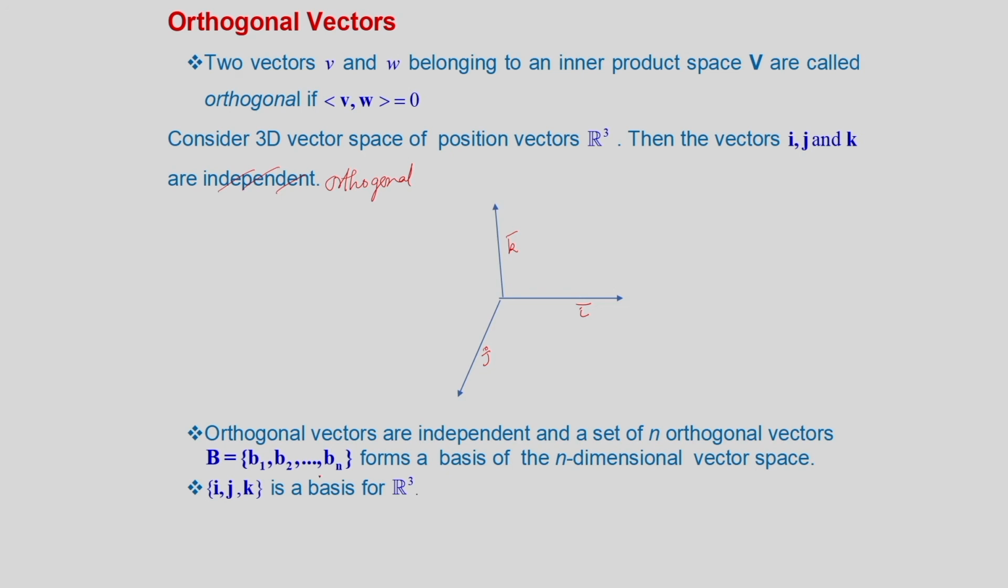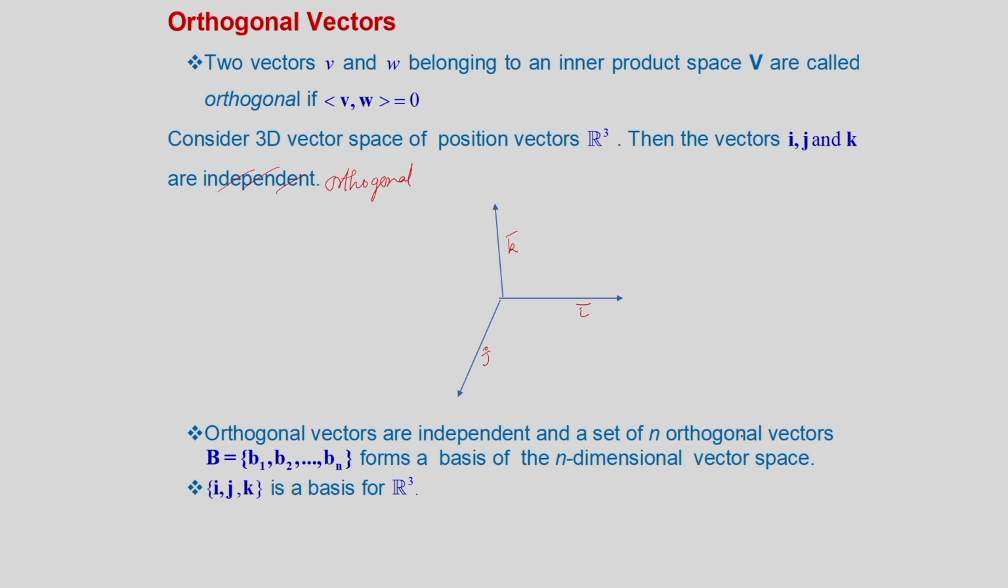Now, orthogonal vectors are linearly independent. That is one important result: orthogonal vectors are linearly independent, and i, j, k are orthogonal. Therefore, i, j, k also will be linearly independent. And we know that these n independent orthogonal vectors, because they are independent, will form a basis of the n dimensional vector space.